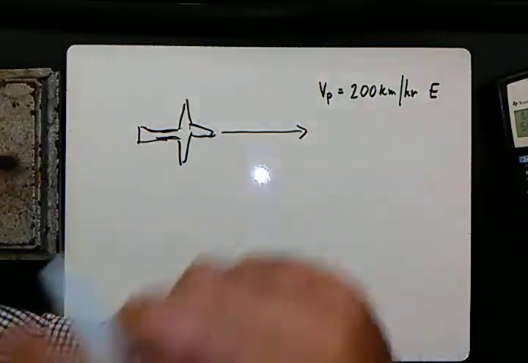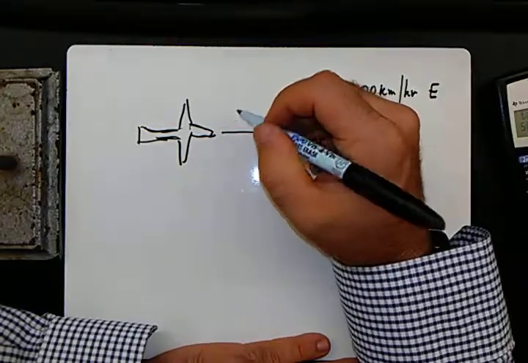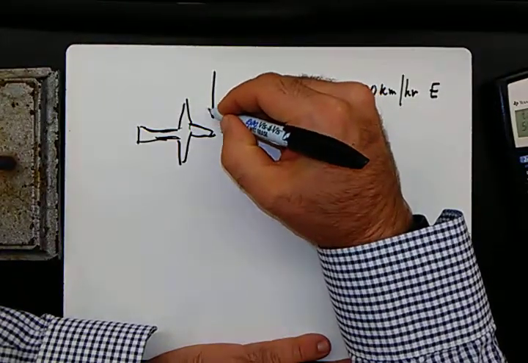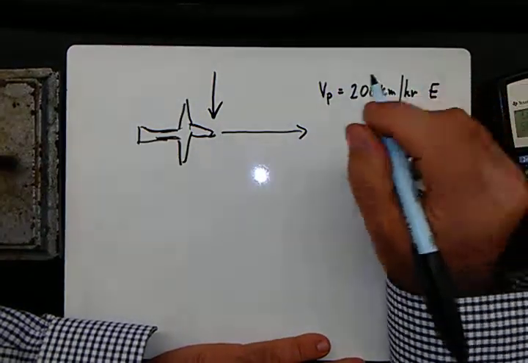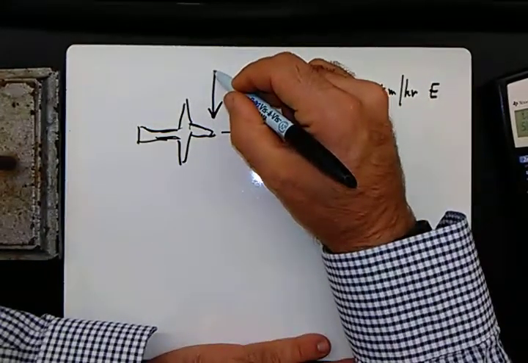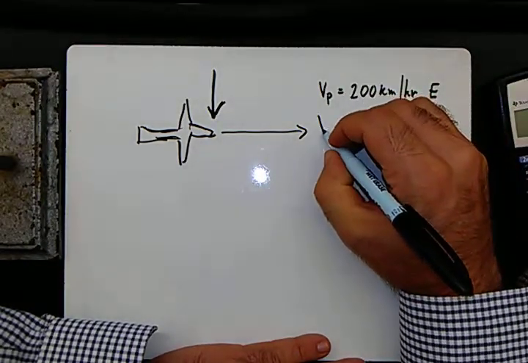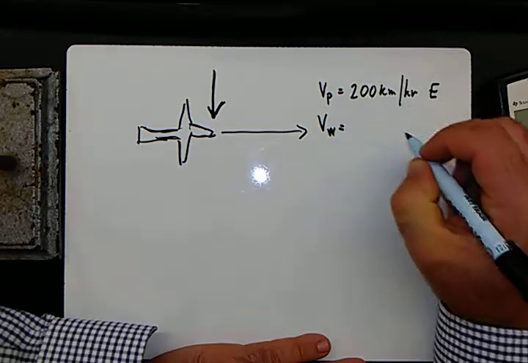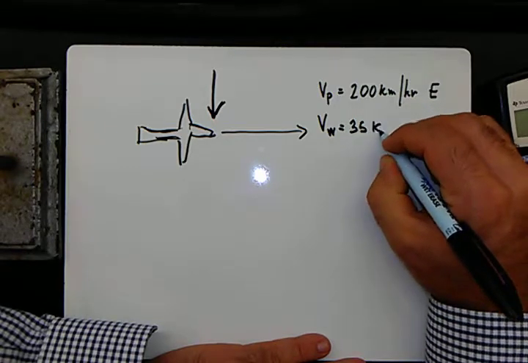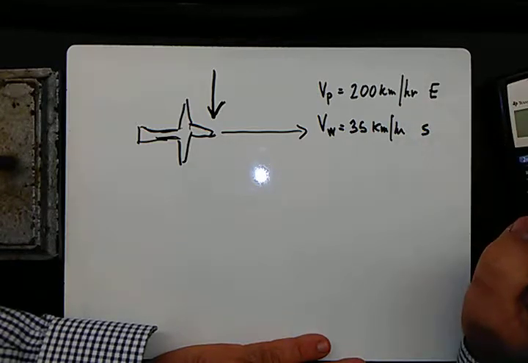Let's say it's a pretty windy situation, and we have a good average headwind. Well, no, not a headwind. Let's do crosswind. Let's say we have a good heavy crosswind pushing the jet off course to the south. So it's coming from the north, heading to the south. The velocity of the wind is, let's say, 35 kilometers per hour south.